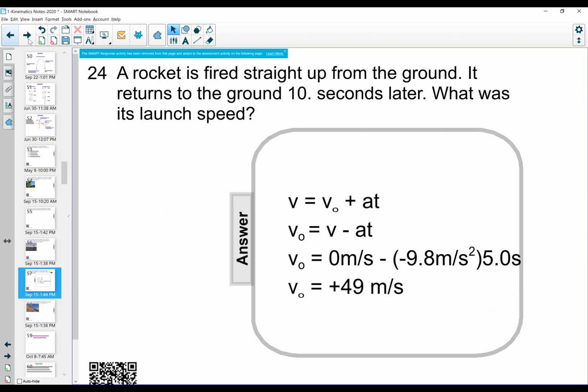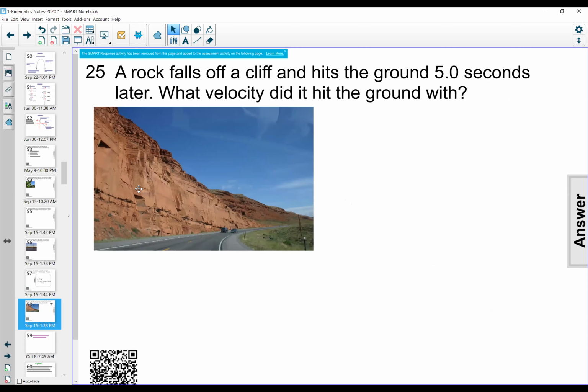All right, let's do one more to wrap it up then. A rock falls off a cliff and hits the ground 5 seconds later. What velocity did it hit the ground with?